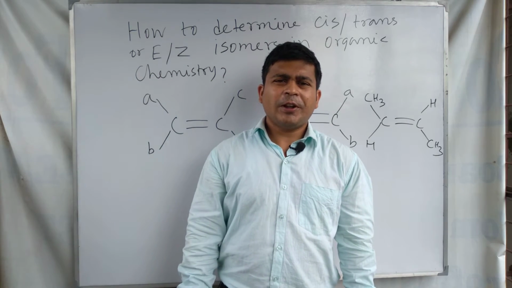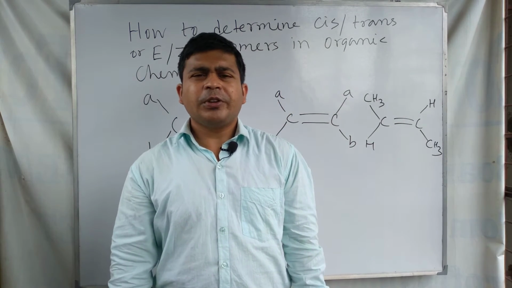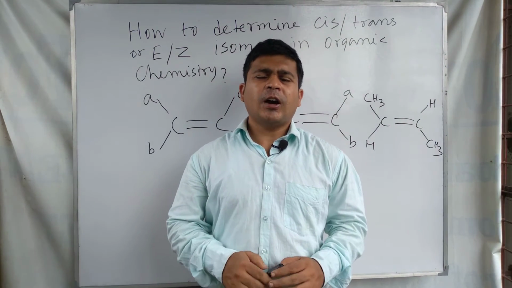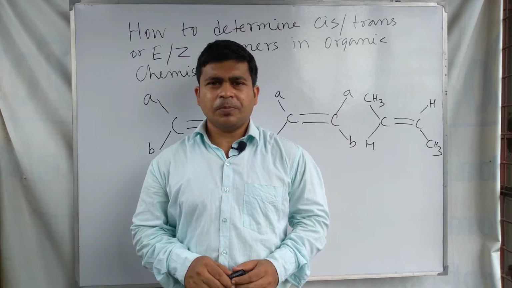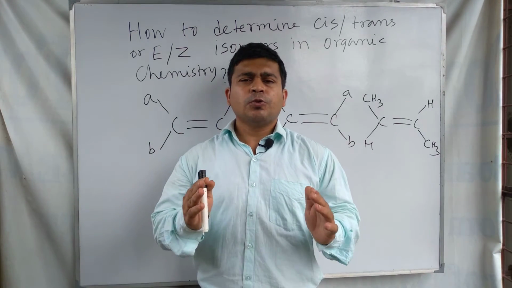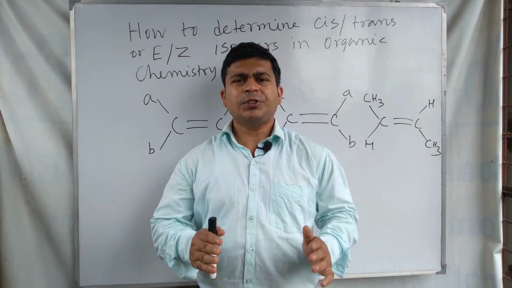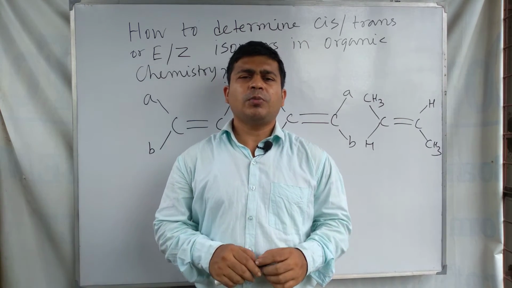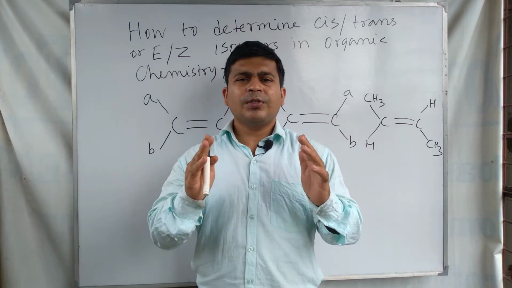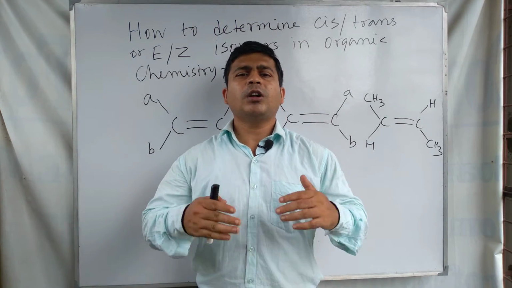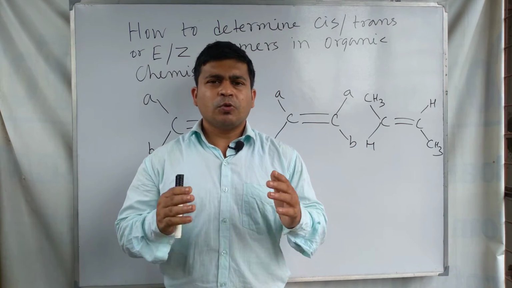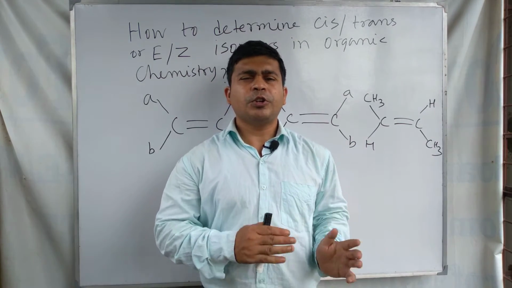I am Atanu Betal, and in this video lecture we discuss how to determine the cis trans or EZ isomers in organic chemistry. In organic chemistry, in the geometrical isomer part we study the cis trans isomers and EZ isomers, but how can we determine whether an isomer is a cis isomer, Z isomer, E isomer, or trans isomer? We discuss this topic in this video lecture.